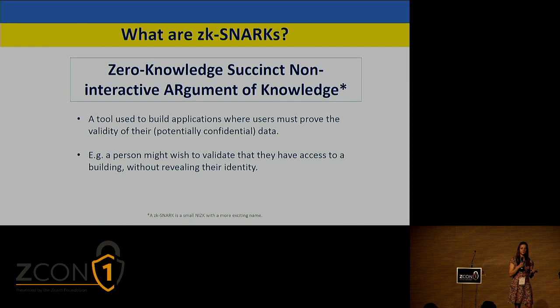So what is a SNARK? I would say the simplest explanation is that it is a tool which you can use to build applications which require privacy and integrity at the same time. Privacy without integrity is very easy. You can just send something which isn't true. Integrity without privacy is also very easy. You can just send something. But having them both at the same time is something which cryptographers have spent decades trying to find better ways to do.